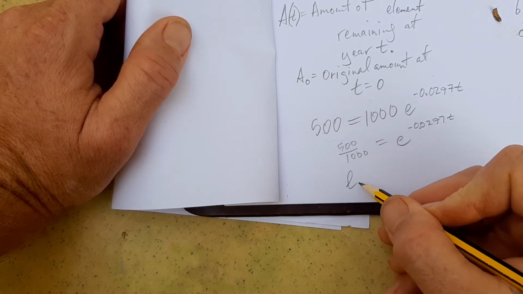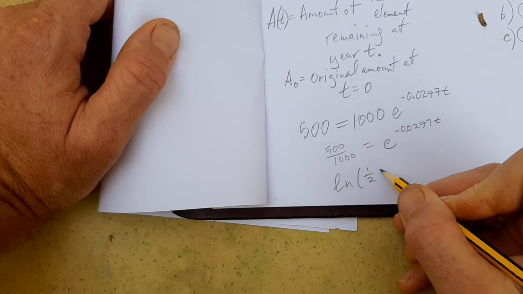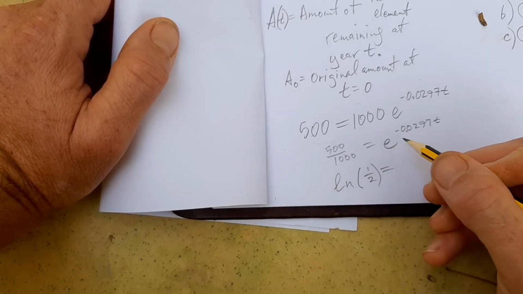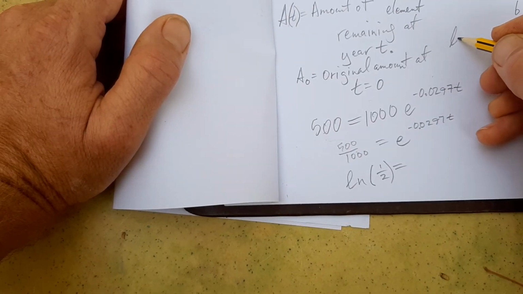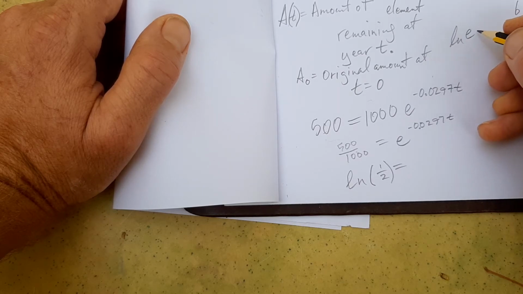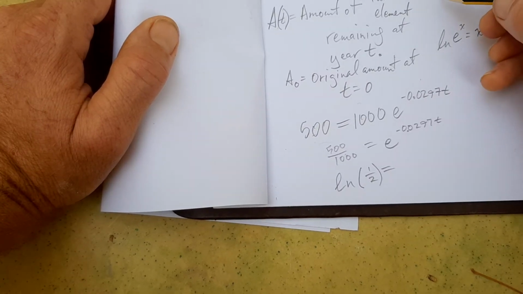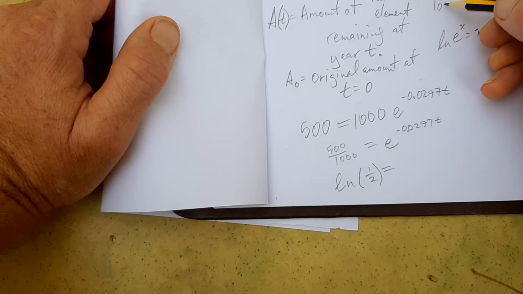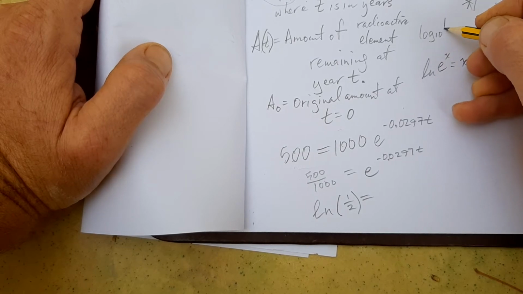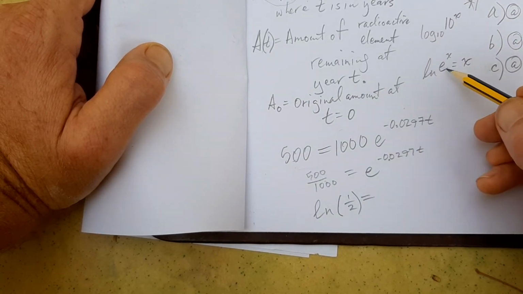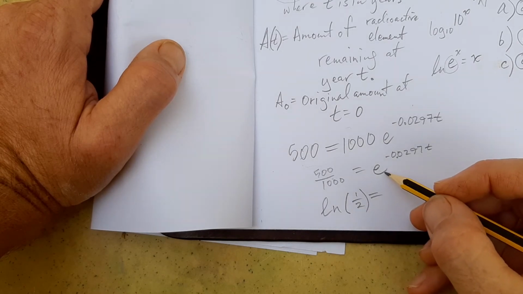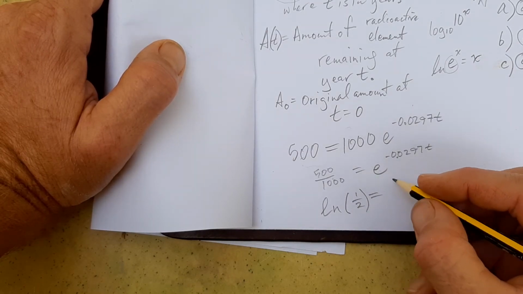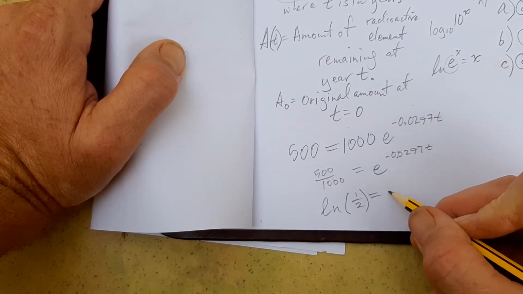Okay, this is a half, so I'm going to have natural log of 1/2 equals, that's how I get rid of this e. This is too much for this one sheet of paper. Sorry, guys. The natural log of e to the x equals x. It's the same as the log base 10 of 10 to the x. Natural log is the inverse of e. It's how you get rid of e. So if I take natural log of both sides, natural log of e is 1. Natural log of e equals 1.